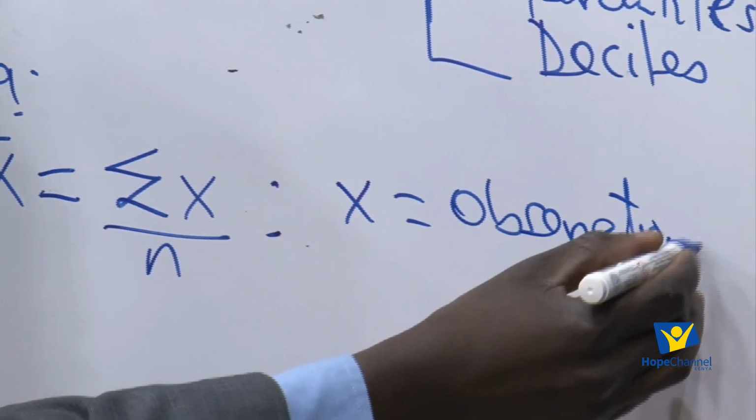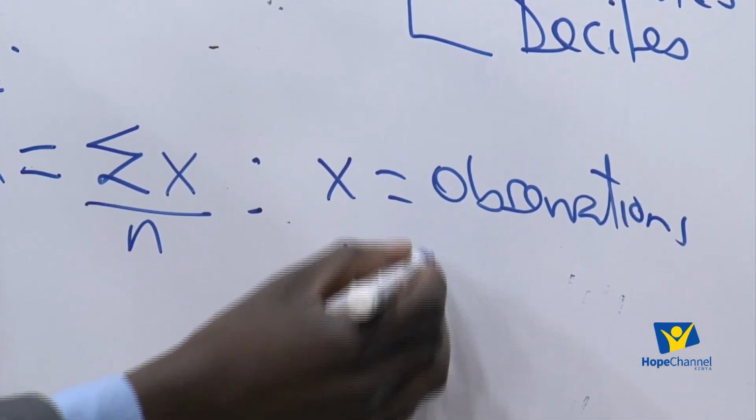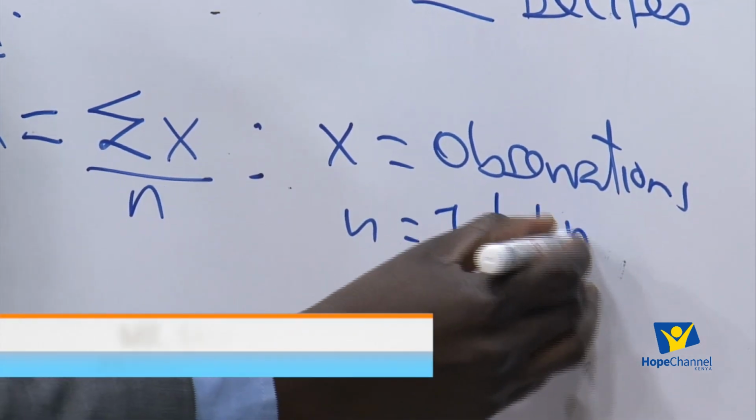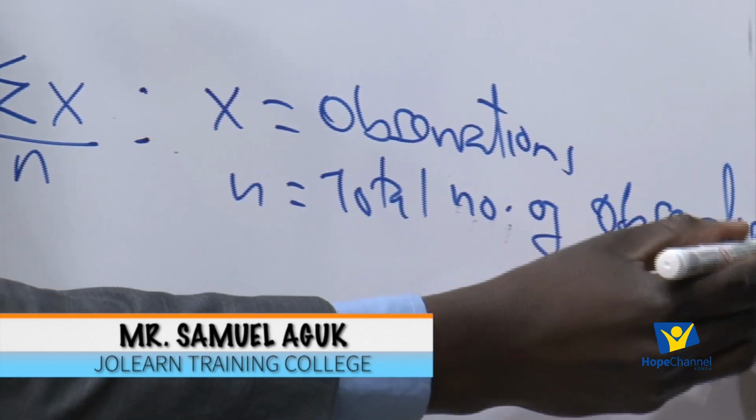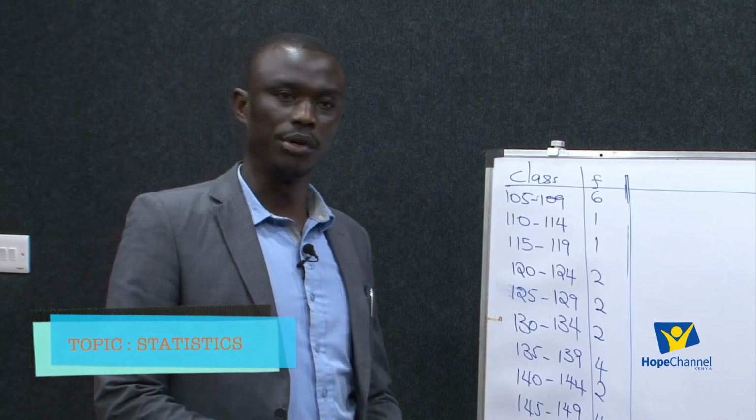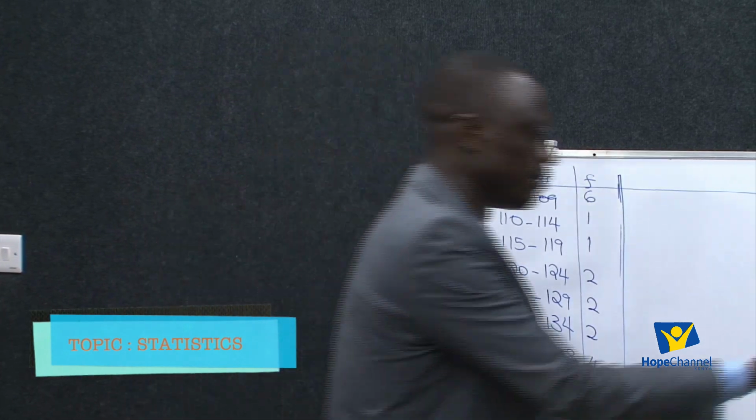X are the observations. Then n is the total number of observations. That is now n. So it is very simple. Let me give you an example.